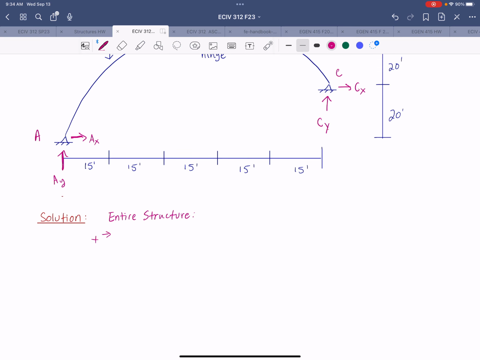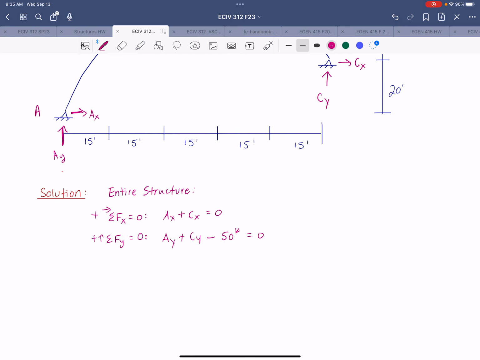All right, so if we sum forces in X, we have AX plus CX equals 0. Summing forces in Y, we have AY plus CY minus the sum of the applied loads, which is 50 kips, is equal to 0.